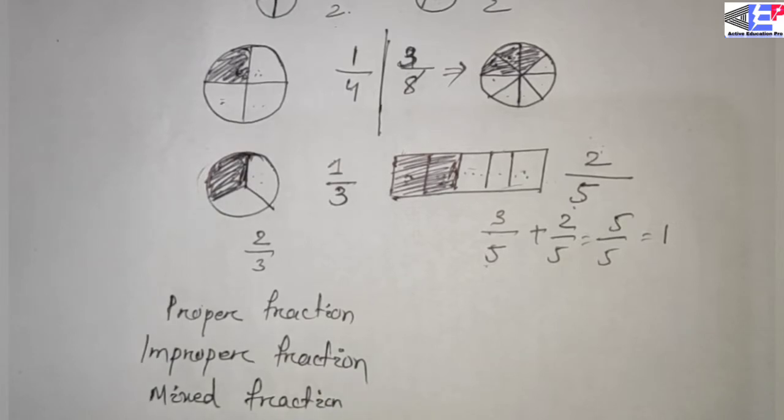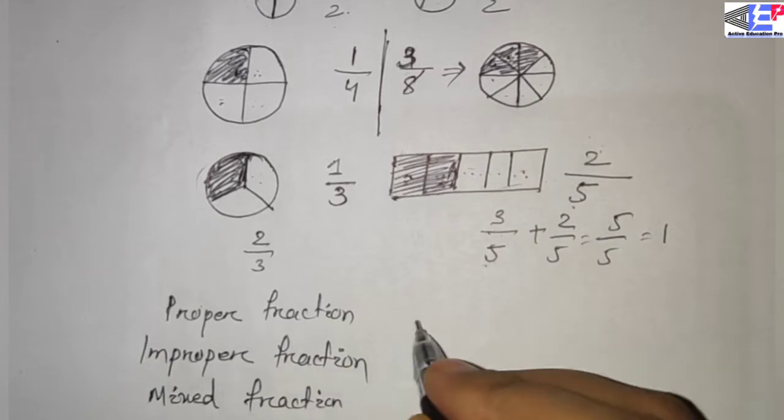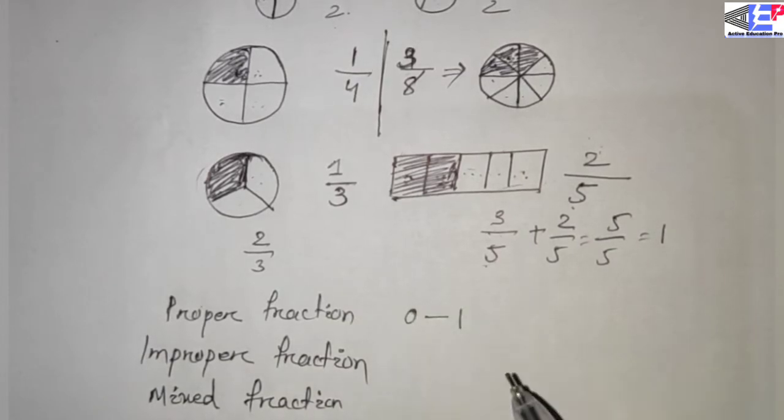In my last video, we already informed you about proper fraction, improper fraction and mixed fraction. Again, I repeat here in this video. Proper fraction means where the numerator is smaller than the denominator, and a proper fraction always lies between 0 and 1.